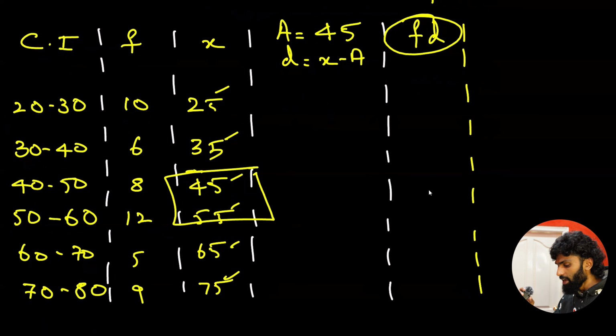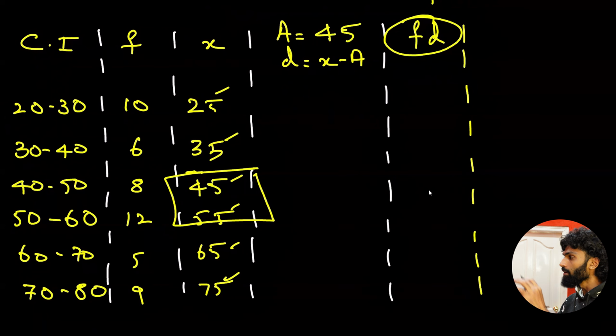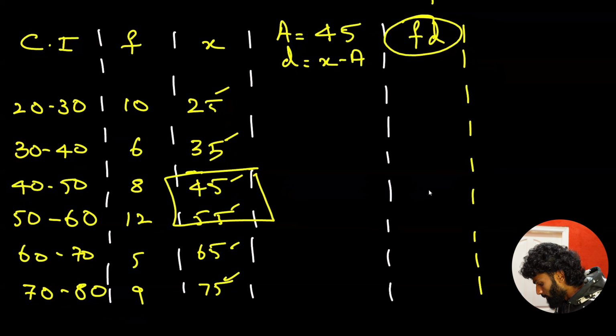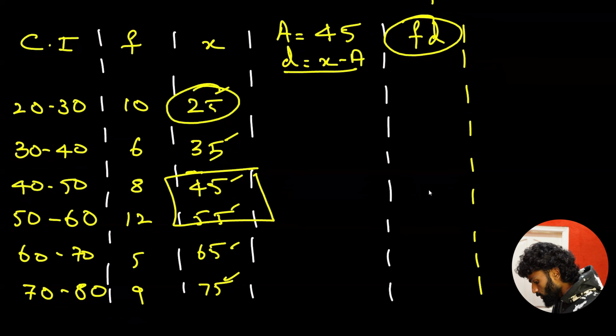One more hint I'll give you. If a is being involved in the column, it'll always have a minus before it. It'll always have a minus before it during the column stage. Remember this. Now, I'm supposed to find the value of D. D equals x minus a. I know the value of x. I also know the value of a. So first one, it'll be 25 minus 45, which is nothing but minus 20.